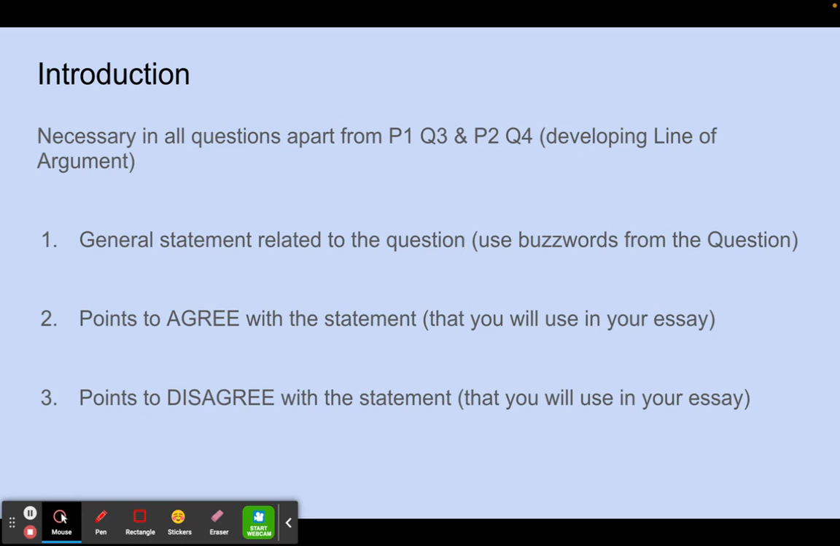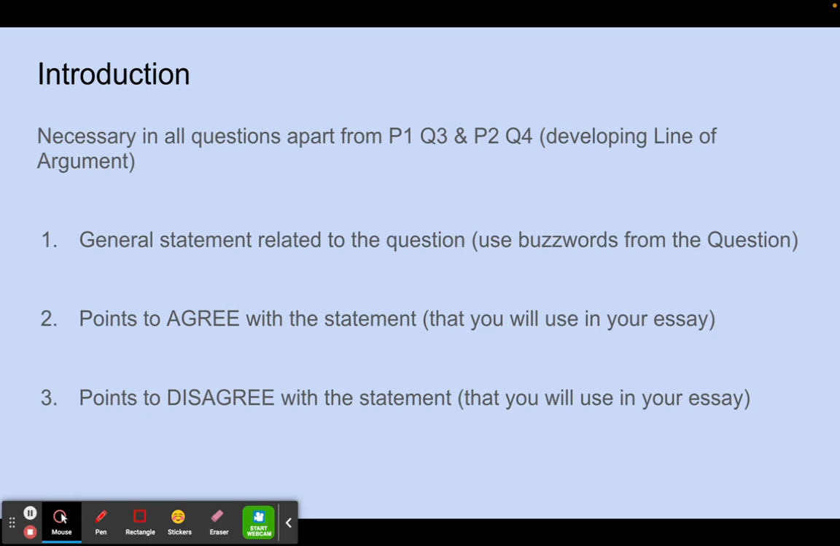All right. I tend to tell students to split their introductions into 3 distinct sentences or sections. The first section should be a general statement that is related to the question. Ideally, use some buzzwords from the question as well. And you're going to see that in the example that we look at in a minute. The student had the question that we looked at in a previous video, how language change reflects social change, and they offer up a brief summary of what that is and what ideas that can refer to.